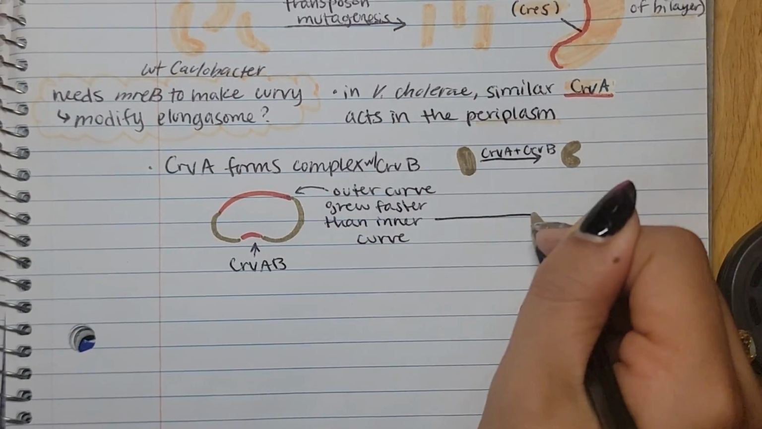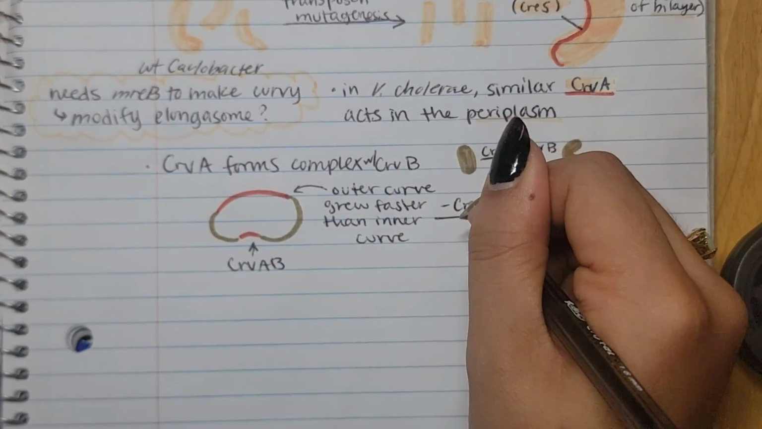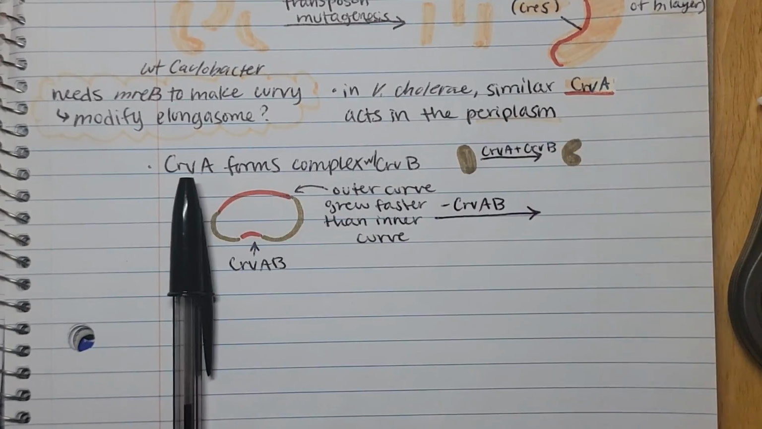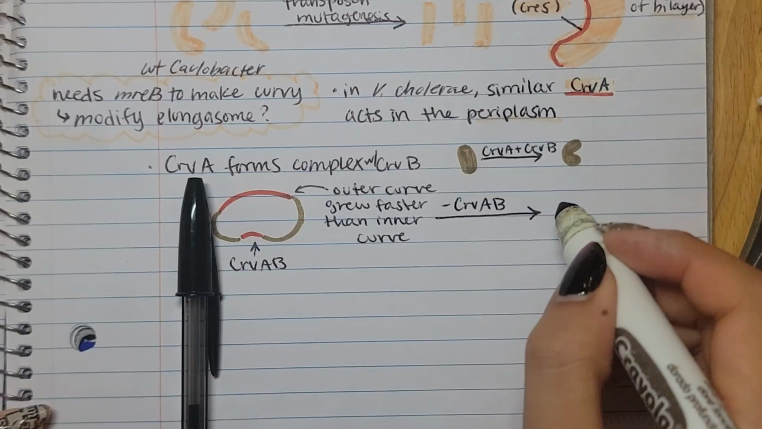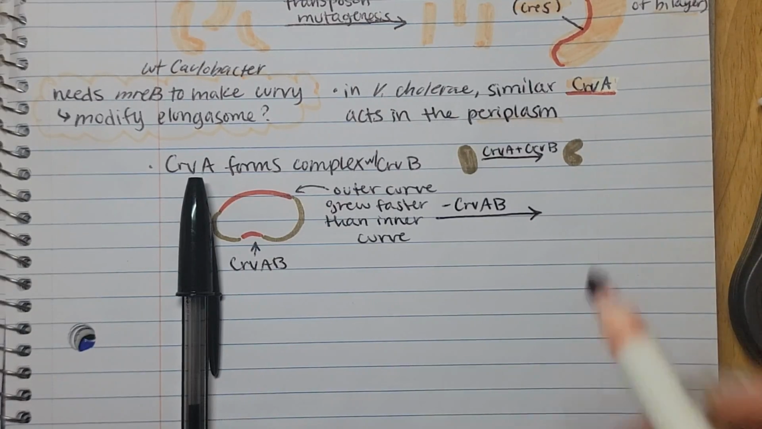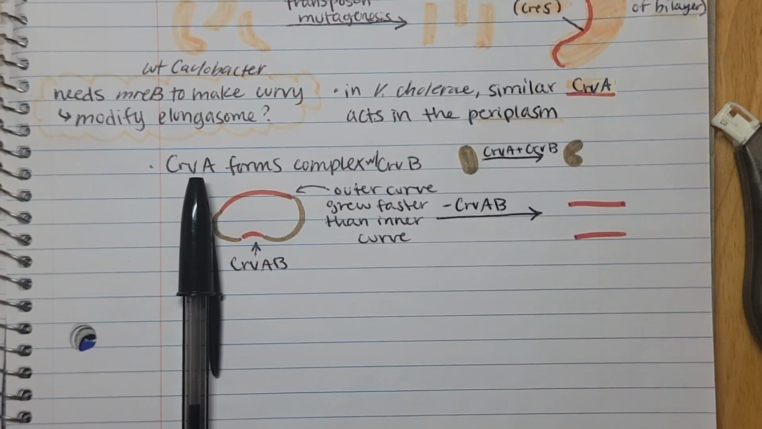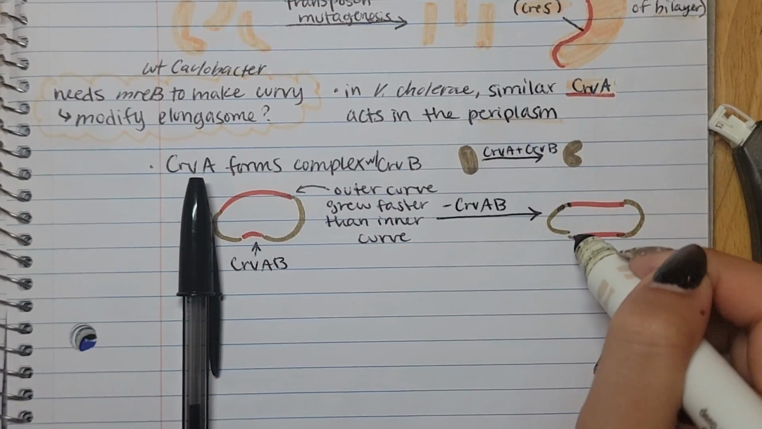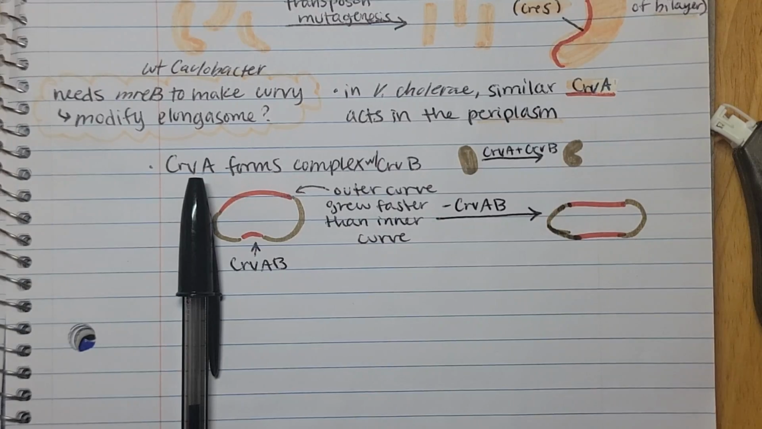And if you were to take it away, so minus CRVAB, your outer curve and your inner curve are the same length, so they turn straight. Oh, this is not a very connected bacterium.